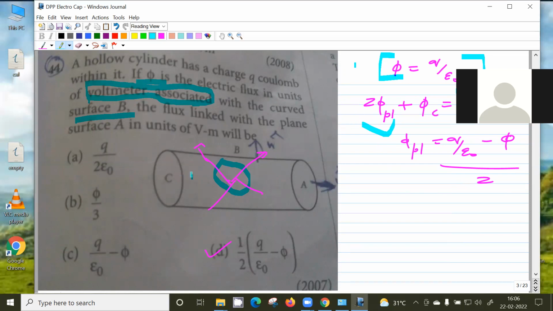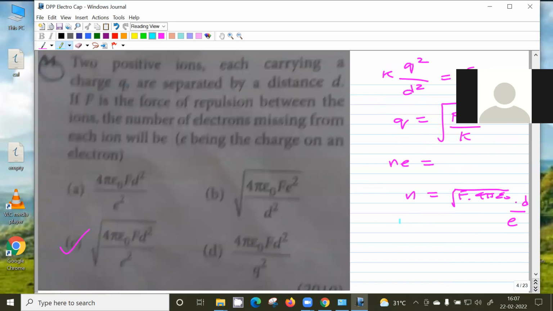If the charge is placed somewhere else, I can only get the sum of flux through both A and C. So the sum of flux through both A and C is Q by epsilon naught, only the numerator. But individually, if I want to find it, I have to make the assumption that it's placed at the center. Then it is half of the total coming out of the plane surface. Is it clear? Yes, sir.